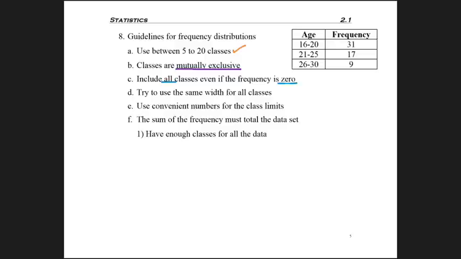Part D, make sure they all have the same width. So as we saw earlier, all these classes have the same width of 5. Sometimes people might put 30 plus at the end, so that's kind of an unlimited width. That's okay. But you don't want the case where, let's say there's a 24-year-old and nobody younger than 24, so you make the second class just 24 to 25 or something.